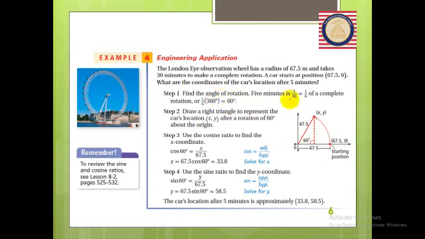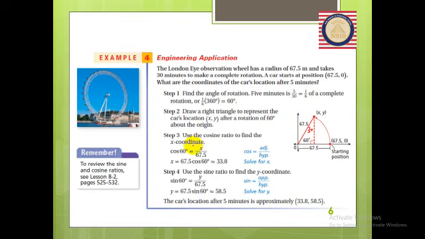How do we get the angle? The whole rotation is 30 minutes and this is only 5, so 5 over 30 is 1 over 6. 1 over 6 of 360 is 60 degrees. So this right triangle is a 30, 60, 90 degree triangle. Remember, 30, 60, 90.